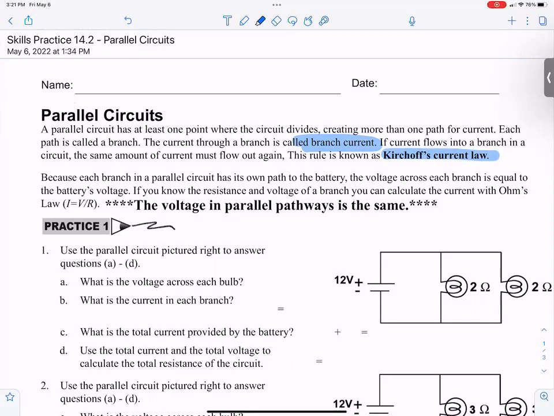Because each branch in a parallel circuit has its own pathway to the battery, the voltage across the branch must be equal to the battery's voltage. If you know the resistance and the voltage of the branch, you can calculate the current with Ohm's law. Voltage in parallel becomes the same.